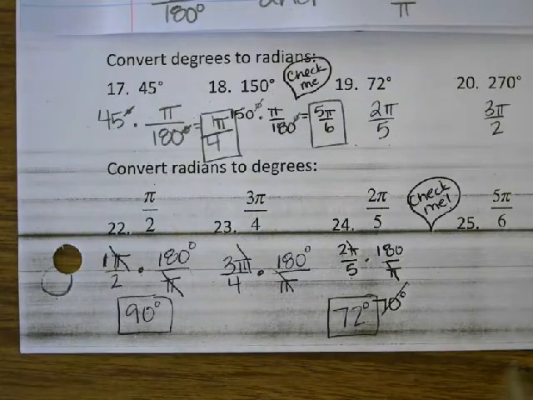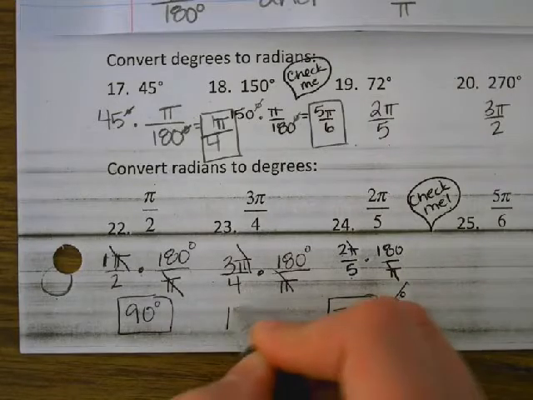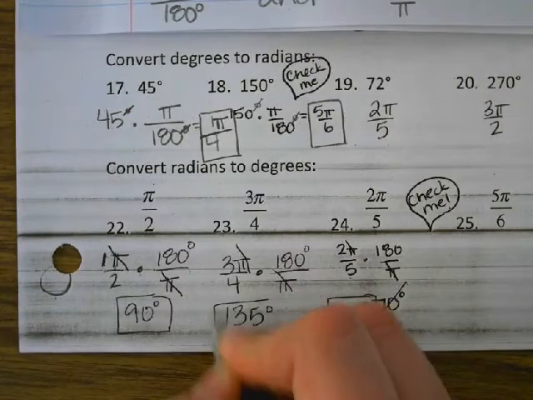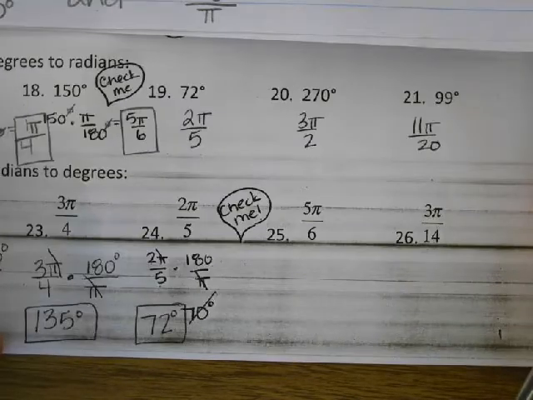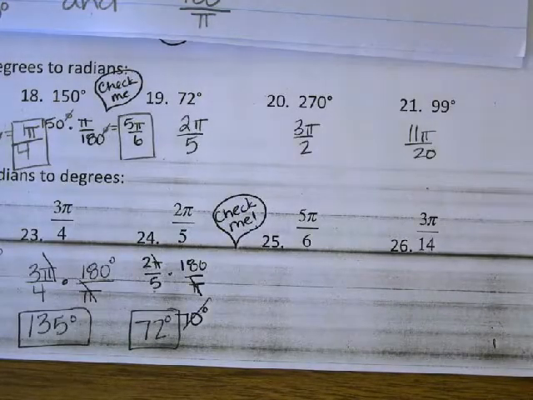Anyone got number 23? 135. Okay, go ahead and see if you can get the last two. Number 26 is going to be a not very nice answer. You can write that as a decimal when you get there. That's not a big deal.